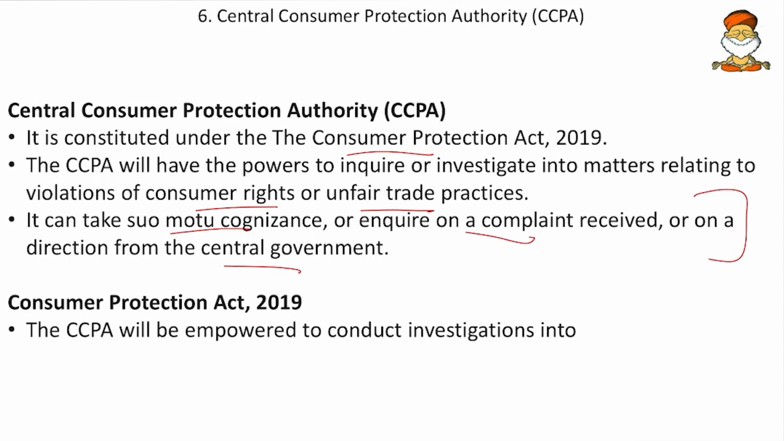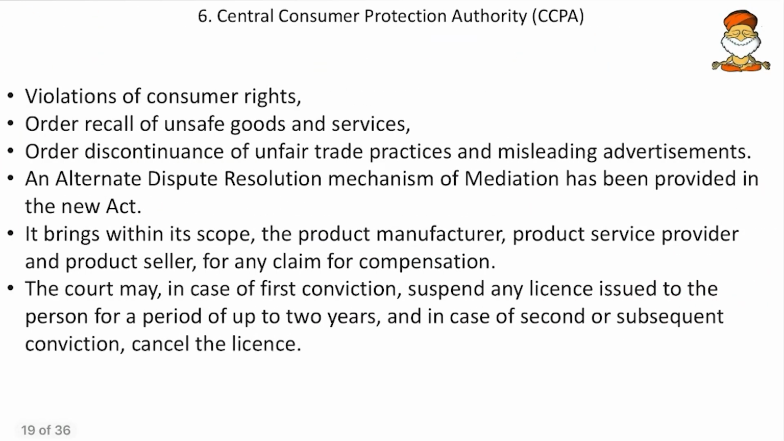Then the Consumer Protection Act 2019. So here CCPA will be empowered to conduct investigations into violations of consumer rights, and then it can order recall of unsafe goods and services, and it can also order the discontinuance of the unfair trade practices and misleading advertisements. And here an alternate dispute resolution mechanism of mediation has been provided in the new act. So mark this as important. So Consumer Protection Act, so that has alternate dispute resolution as well.